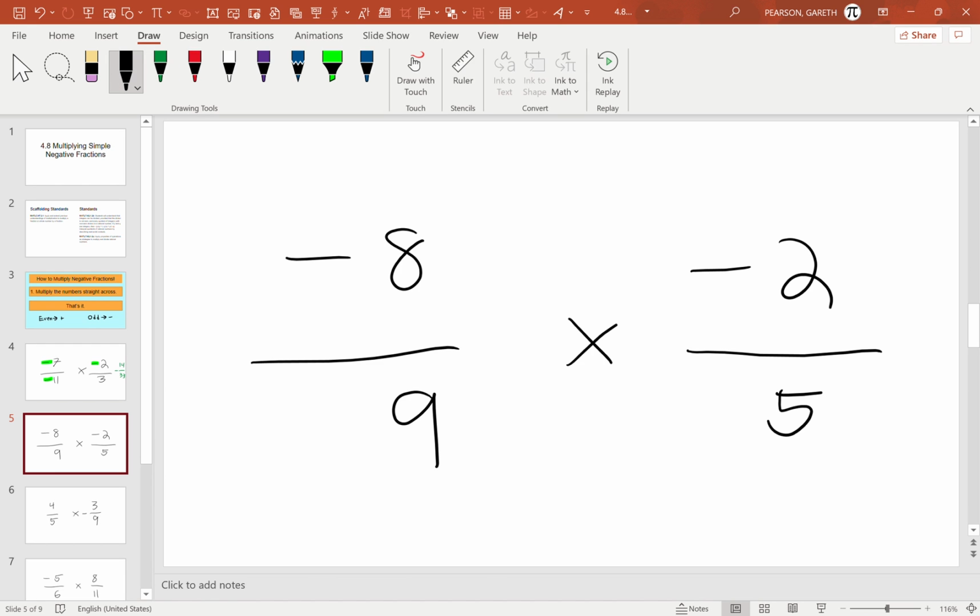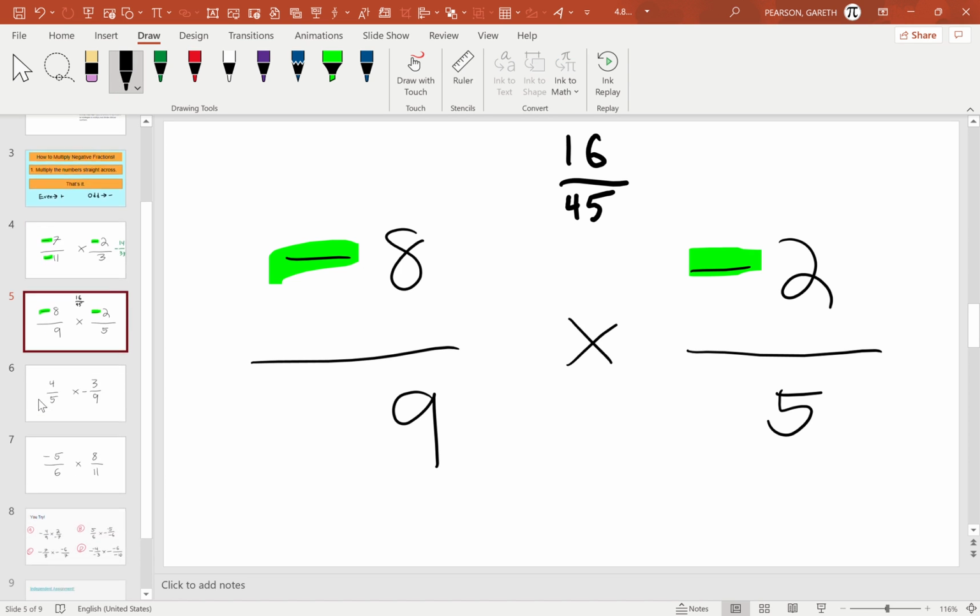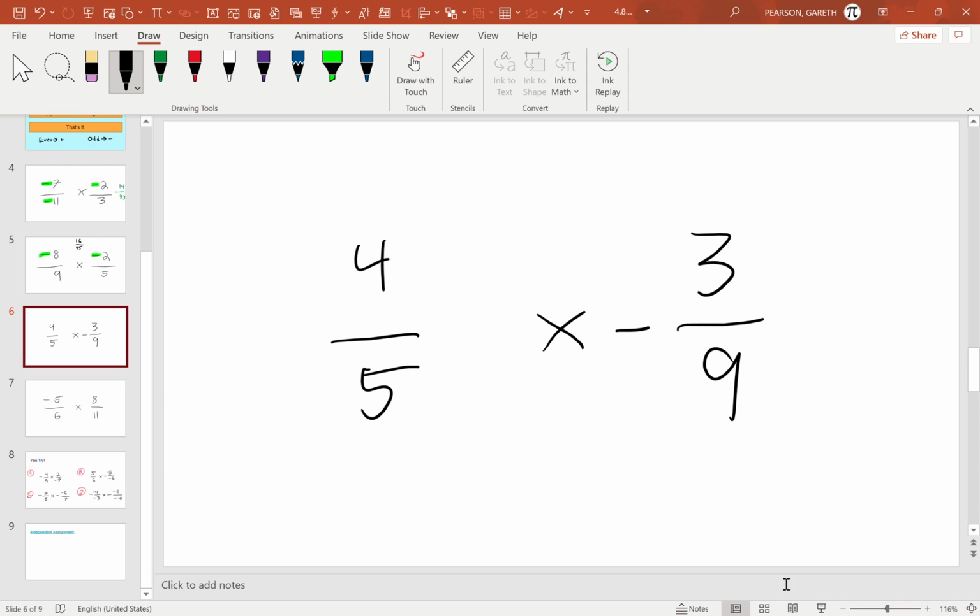Moving on. Here, all right, let me just multiply the numbers. On the top, I have 8 times 2, giving me 16. And then on the bottom, 9 times 5 should give me 45. Great, excellent. How many negative signs? I have 1, 2 negative signs. 2 is an even number, so my answer will be positive. Boom, done.